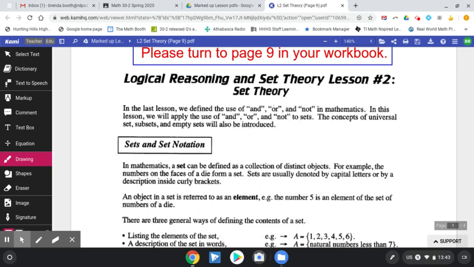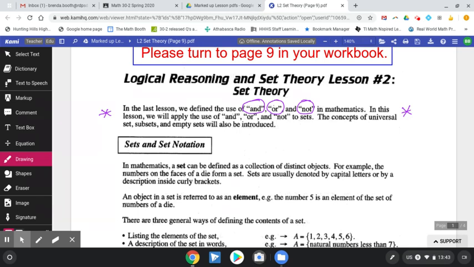It does have a little note here about what happened in lesson 1, the one that we're not doing. It's a little bit about how these words, and, or, not, are used in mathematics. Certainly you could take a look at it. It would be helpful, but I don't know that it's really necessary.